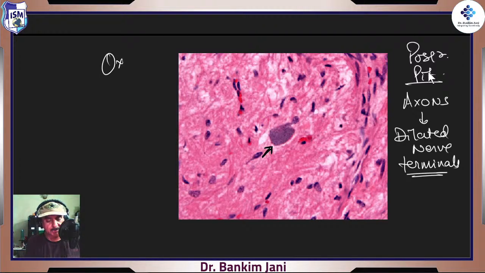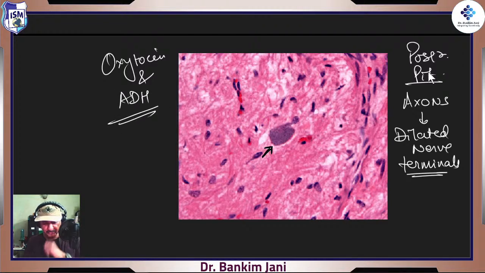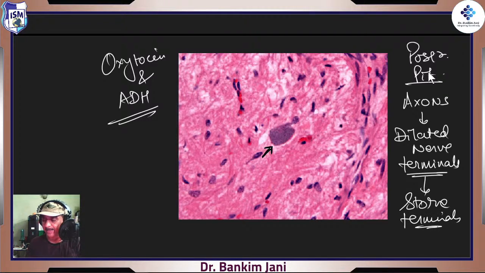So they are like what? Oxytocin and antidiuretic hormone. Let's say I'm producing this oxytocin and ADH. All you need to do is store them, right? So he'll say, where should I store? He'll say, okay, you have got the axons, so they're dilated nerve terminals, store it over there. So he'll say, okay, these are the store terminals. And they are called the herring body.